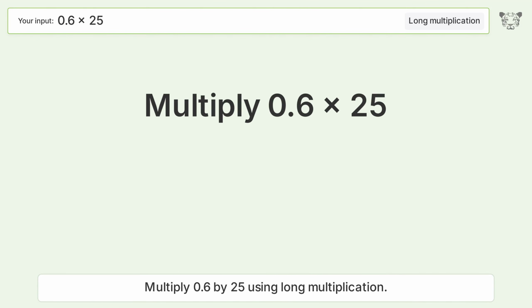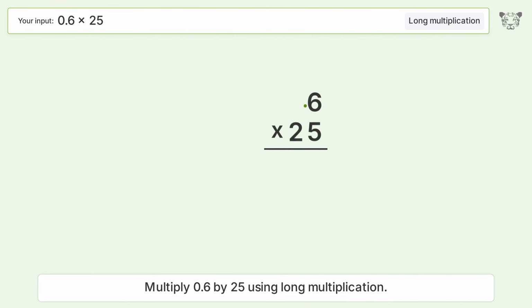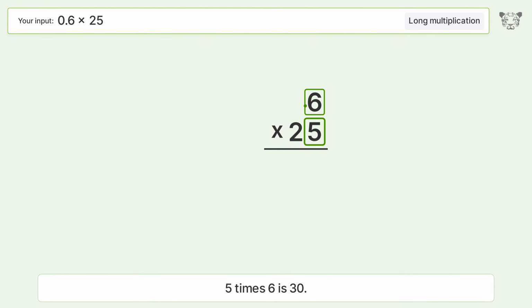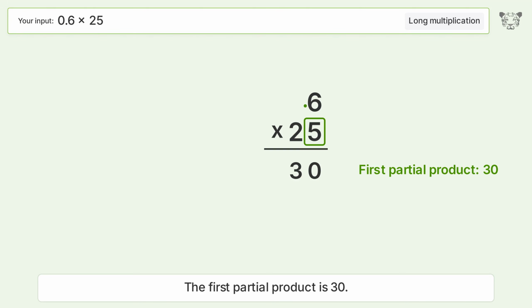Multiply 0.6 by 25 using long multiplication. For now, ignore the decimal points. Start with the rightmost digit of the bottom factor. 5 times 6 is 30. The first partial product is 30.